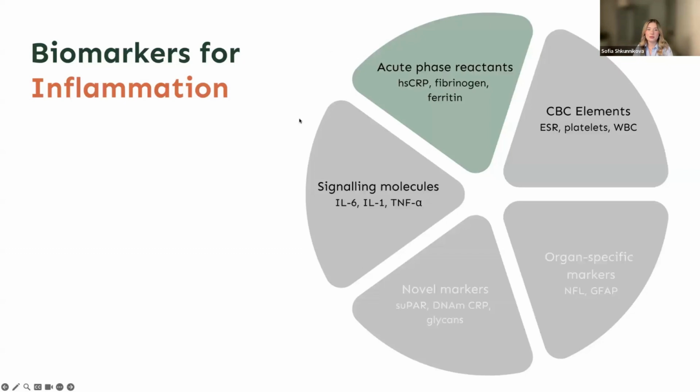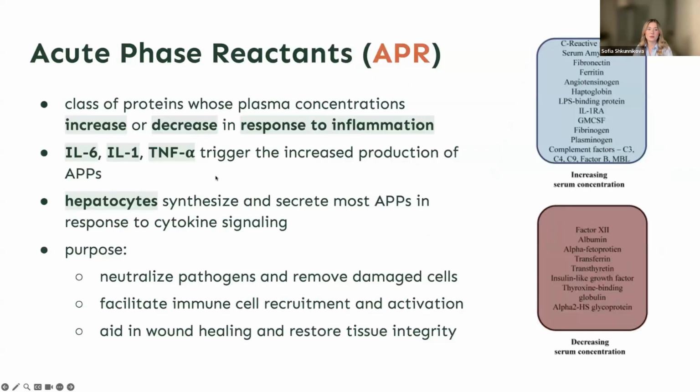Moving on to the acute phase reactants, what they are is a class of proteins whose concentrations in plasma will either increase or decrease in response to inflammation. And its production is largely triggered by these three cytokines that we just discussed. What happens is that these cytokines will signal to our liver cells to synthesize these molecules because they're needed in our body to neutralize pathogens and remove damaged cells, to facilitate immune cell recruitment and activation, and also help in wound healing and restoring tissue integrity.